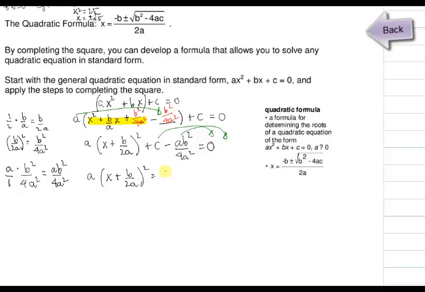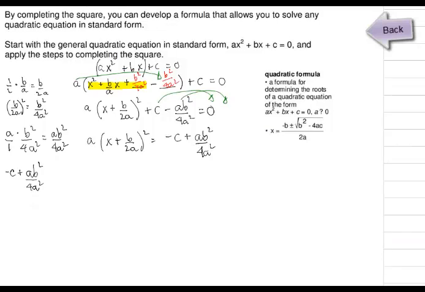And so I'm going to go, how do I want to organize this? I'm going to go minus c, and then plus ab squared over 4a squared. Okay, so now what I want to do is take what's on the right hand side and write it over one denominator. So I'll show that to you over here. So minus c plus ab squared over 4a squared.